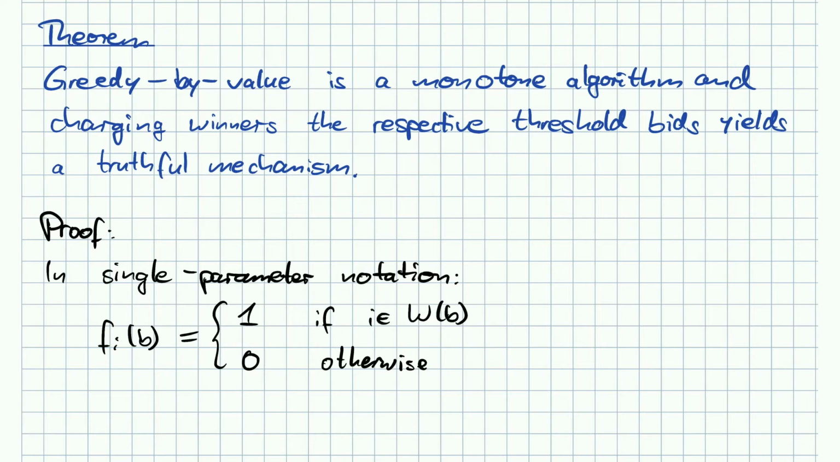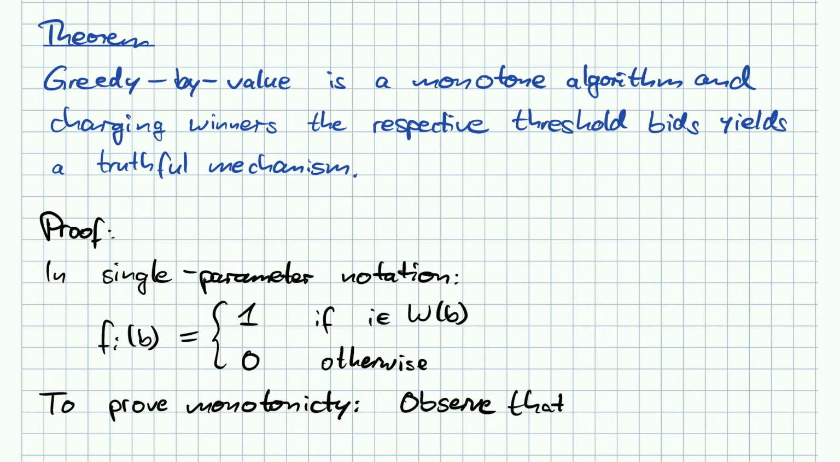To prove monotonicity, what will we have to show? We'll have to simply observe that if I am a winner now, then I will also be a winner if I bid more.